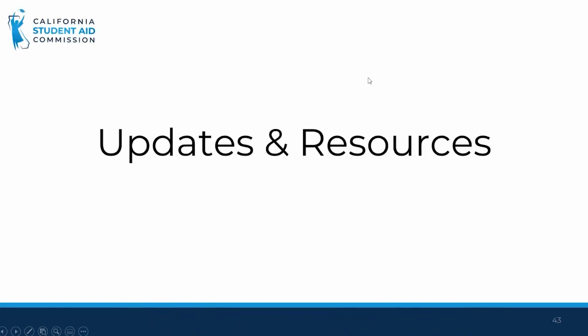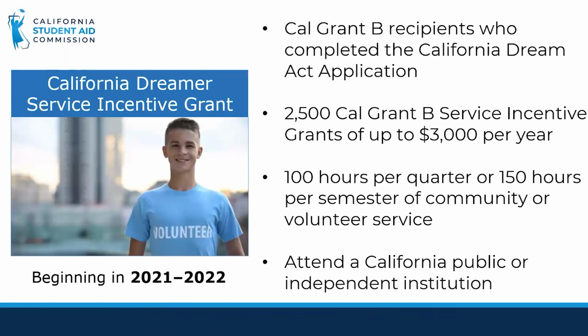Okay, let's leave you with some updates and some resources. We have a California Dreamer Service Incentive Grant, which is coming. It's going to roll out sometime for the 21-22 academic year. We're not exactly sure when. This program was impacted by COVID and by the resulting changes in the California state budget. But the program is a go, and it's just a question of when it will actually start. And it may or may not evolve into something slightly different than what we're showing here.